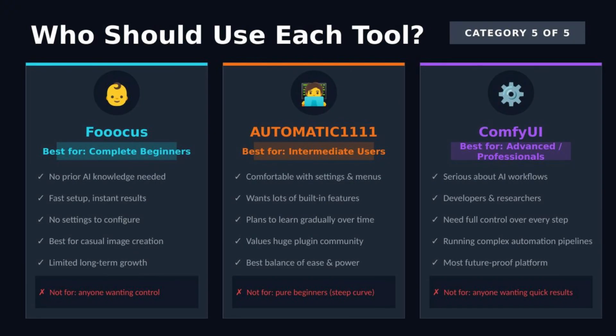Target users. Fooocus is best for beginners who want quick images without learning technical settings. Automatic1111 is best for intermediate users who want both control and ease of use. ComfyUI is best for advanced users, professionals, and developers who want full workflow control.